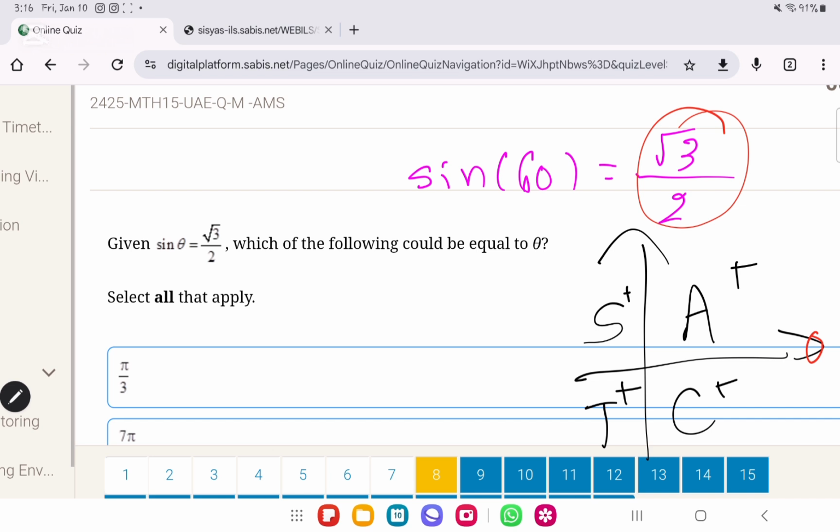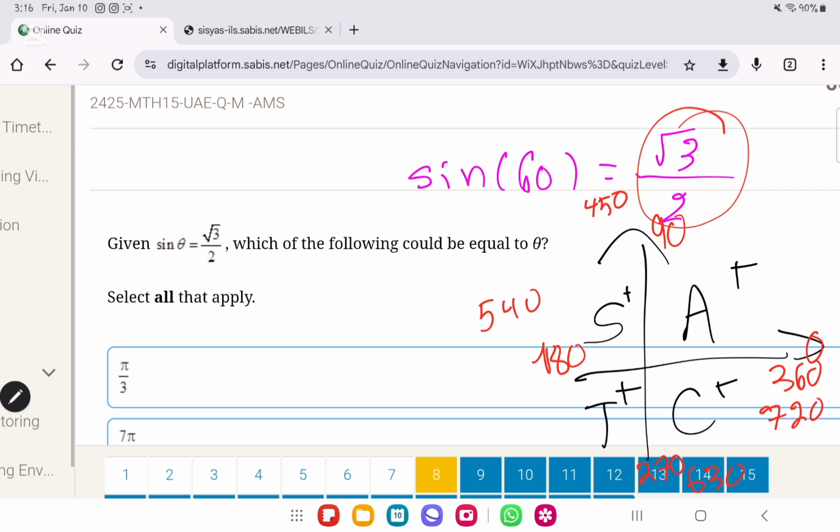So it's going to be 0, then 90, then 180, then 270, and then 360. Then doing the other rotation, we have 450, then 540, then 630, then 720. This is 2 full rotations.